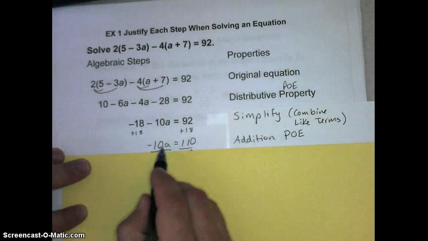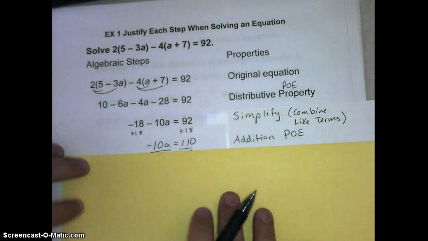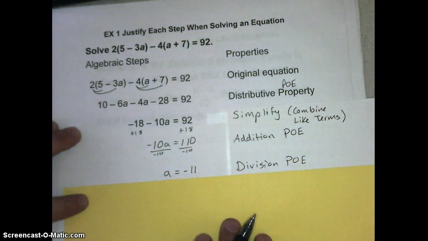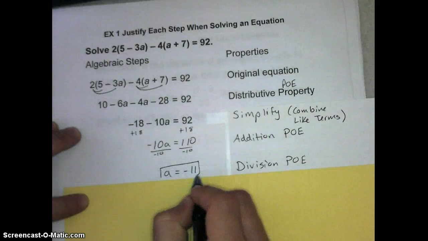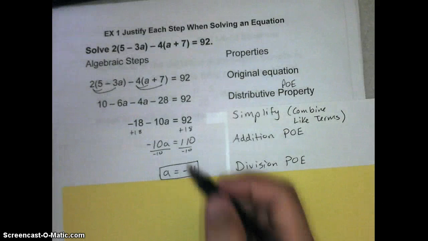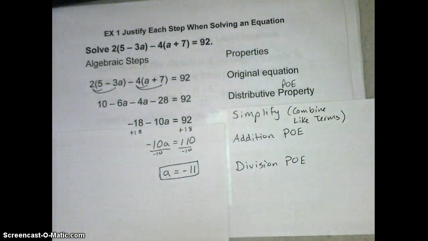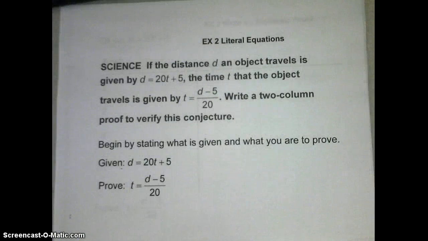The next thing we need to do is to take this and divide both sides by negative 10. When you divide both sides by the same thing, that's our division property of equality, and that is the answer. So doing an algebraic proof is just solving an equation but justifying each step, which you guys are used to doing. So let's take a look at applying this to what we call literal equations.